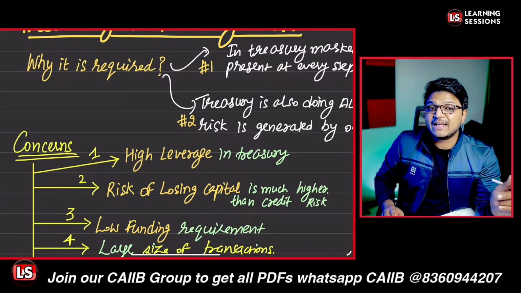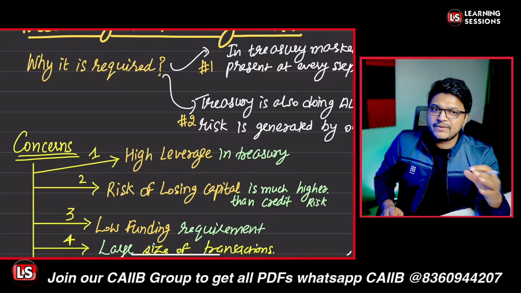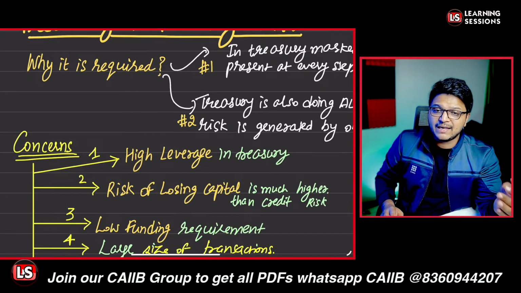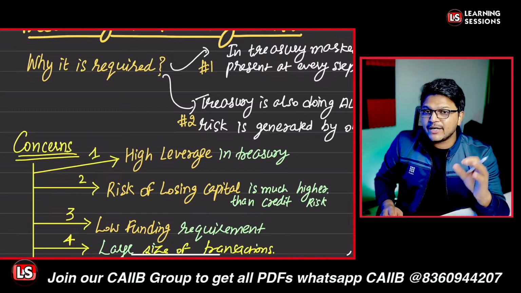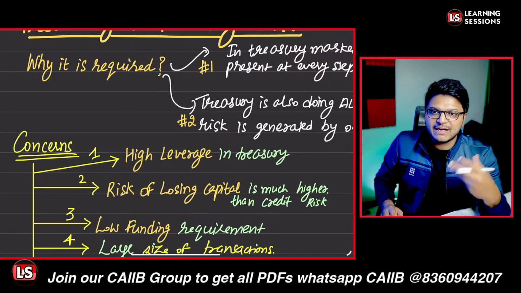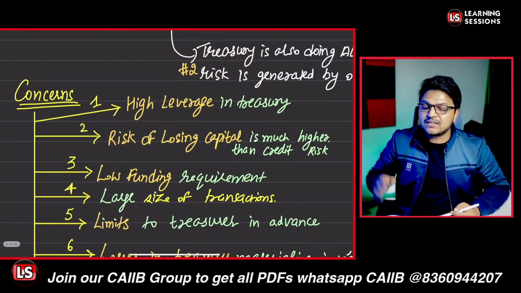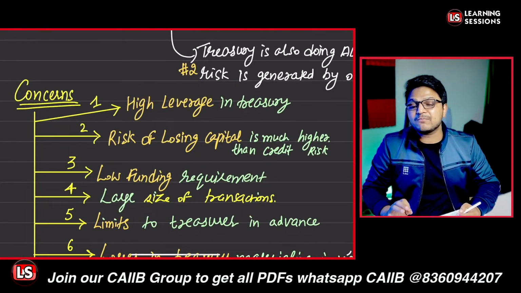But definitely that can be crystallized in the case of the treasury. So if the bank has invested 100 crore in treasury, the bank may lose 100 crore or even more than that, because it is working on the principle of leverage, right? So there is risk related. That's also a very crucial concern the bank must be dealing with, right?